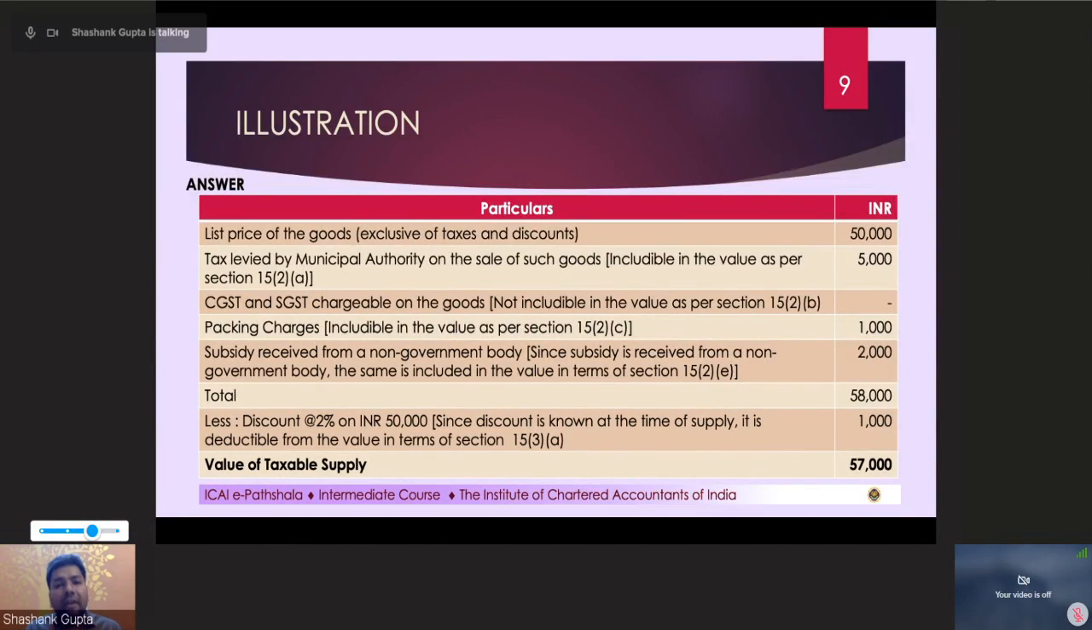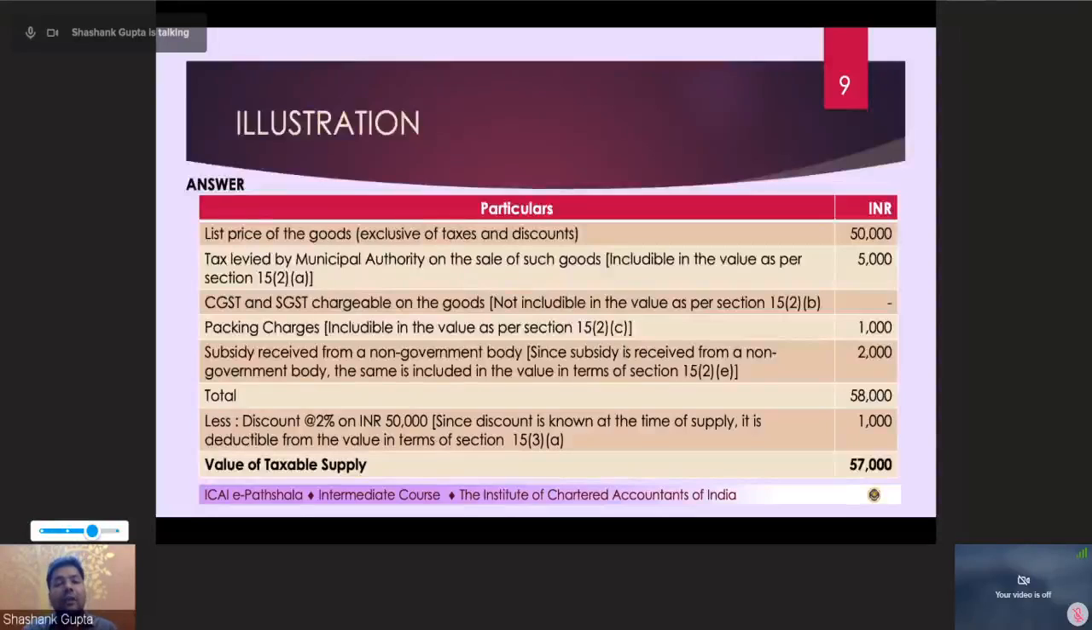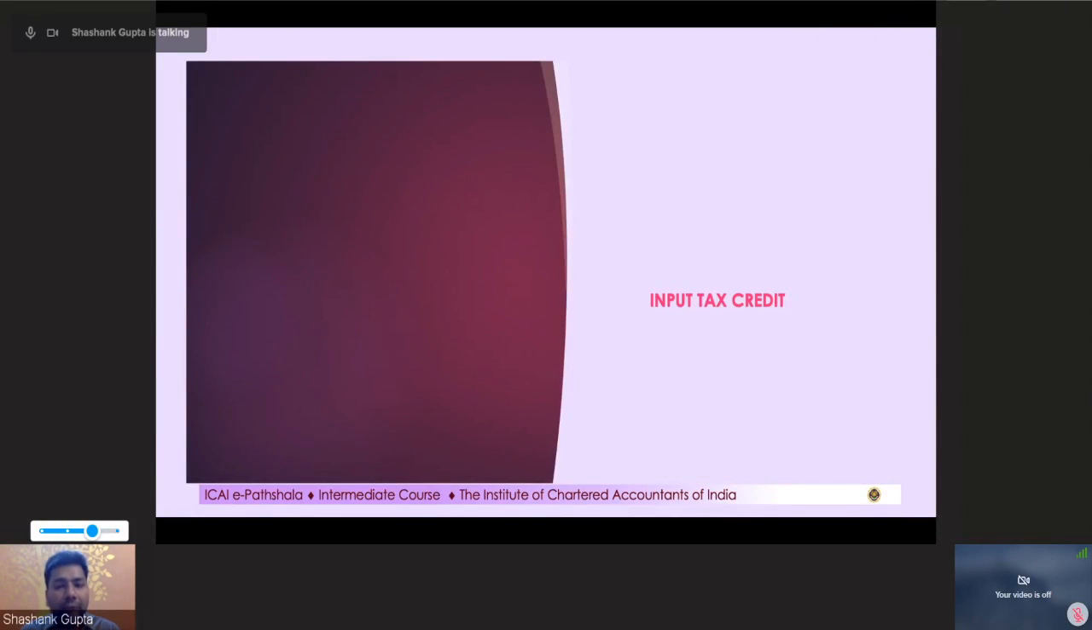What you know, detail it out. Let the examiner get a grasp of your mind, and that is the correct way to approach it. I believe we've discussed this enough, and with this we conclude our discussion pertaining to valuation. And now we will move on to the discussion of our next chapter, that is input tax credit, which is a very wide chapter, too much to be discussed.